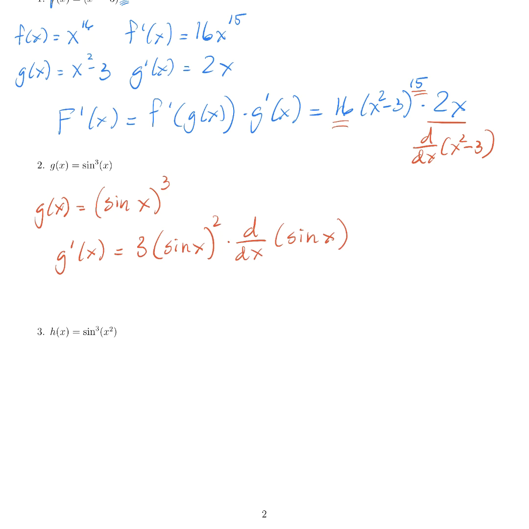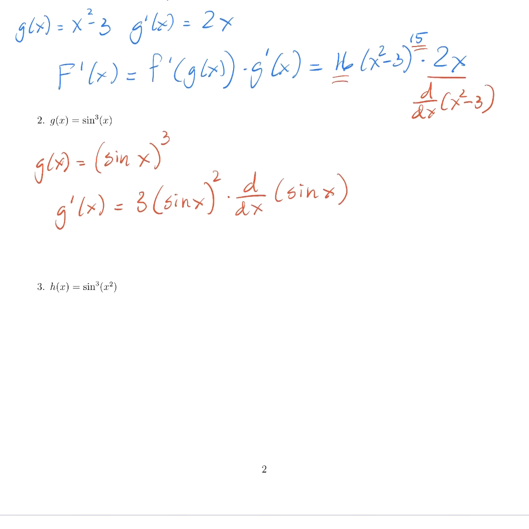Okay, 3 came down, we went to 1 less power, that's the power rule. We left the inside function alone, and then our job is to multiply by its derivative. The derivative of sine is cosine, and so that tells us that g prime of x is 3 (sine of x) squared times cosine of x. That can also be notated 3 sine squared x cosine x.